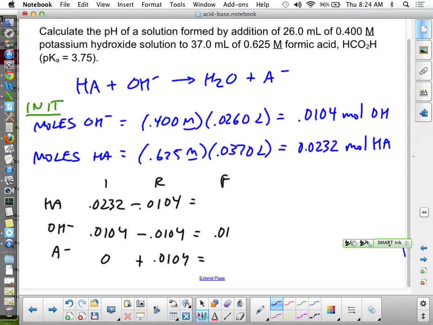F is the final number of moles of each substance present after the neutralization. So this is approximately 0. This is 0.0104, and 0.0232 minus 0.0104 is 0.0128. Is that correct? When you don't do the rounding immediately, it comes out to 0.0127, but what the heck. Well, you should round. All right, those are moles of weak acid and conjugate base remaining, but we want molarities, so what do we want to divide those by? Total volume. The total volume of the two solutions combined, 26 and 37, is 63.